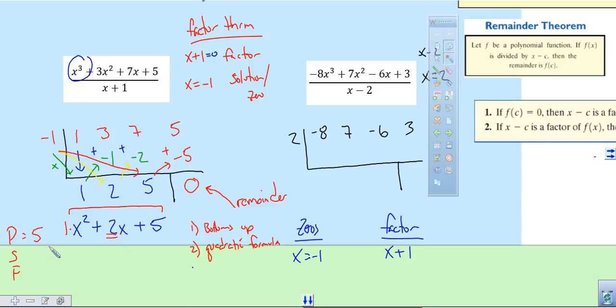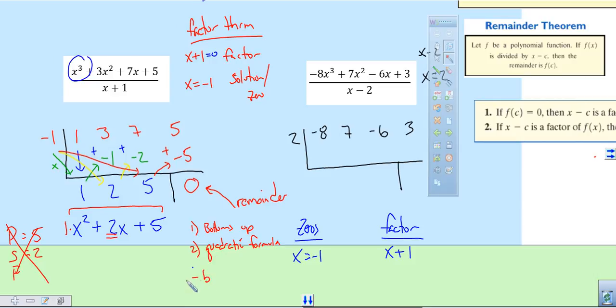We take the sum, which is 2, and we say to ourselves, what are the factors of 5 that will add up to give you 2? And the answer is there doesn't exist any, because the only factors of 5 are 5 and 1. So that doesn't exist. So we have to use the quadratic formula.